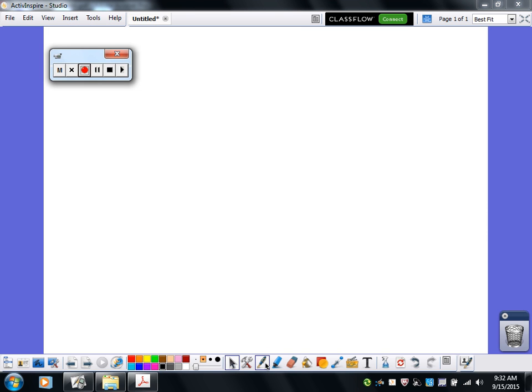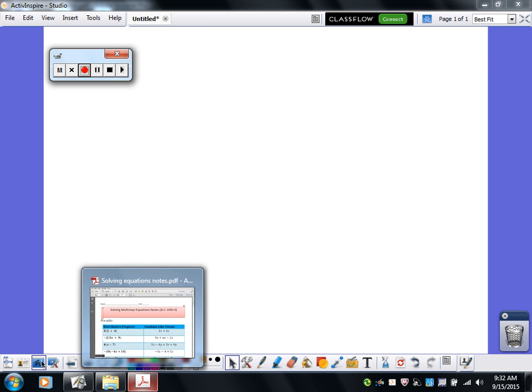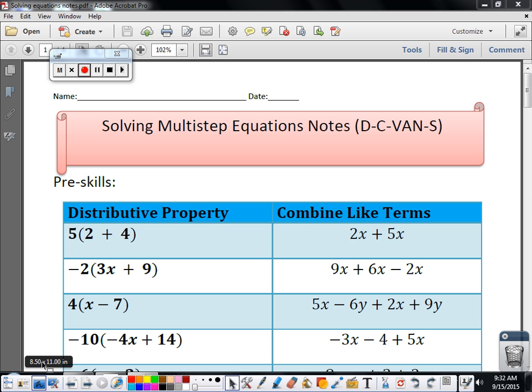This year we're going to work not just on one-step and two-step equations, but what we're going to call multi-step equations. And part of that is that we have to talk about what's called the distributive property. All right, so you have your notes in front of you. Here we go.